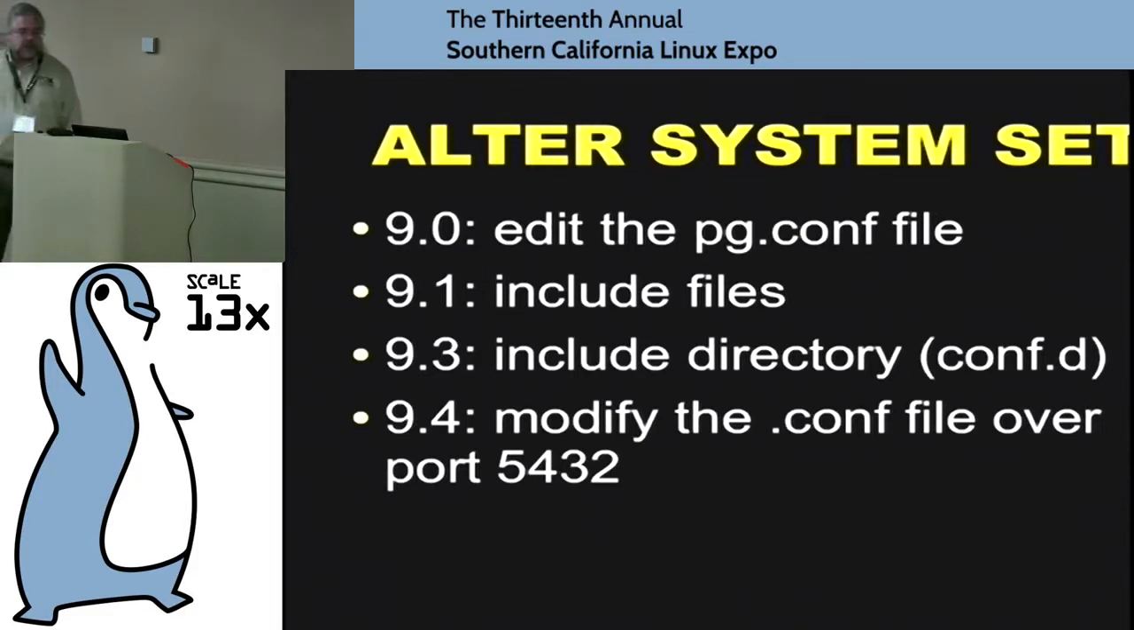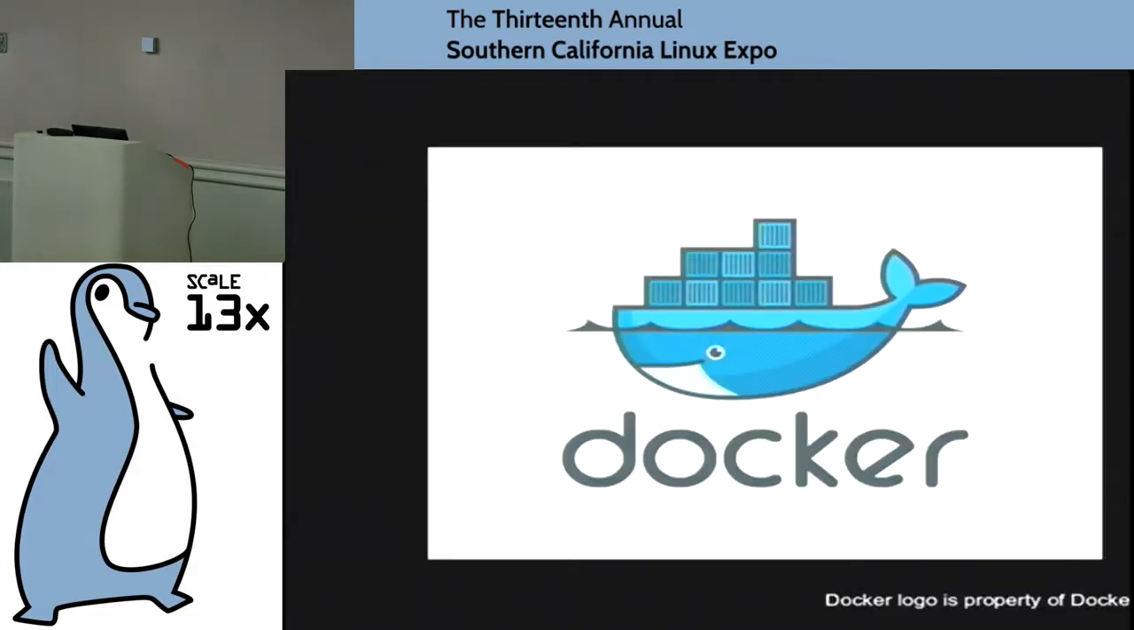So this has been part of a progression of different ways to configure Postgres. First, you're going to edit the postgresql.conf file. Then you can add include files, and you can add an include directory in 9.3. And now you can actually modify the config file over port 5432. And one of the big questions is, why would you want to modify the configuration file over your Postgres connection? Why would that be a good idea? Does anybody guess on this one? For the cloud. Well, actually, specifically, this is why I'm interested in it.